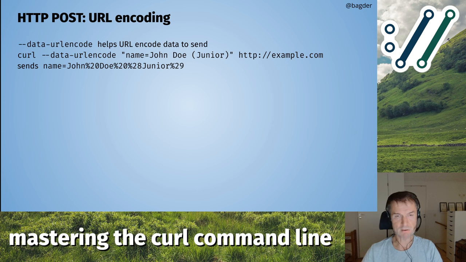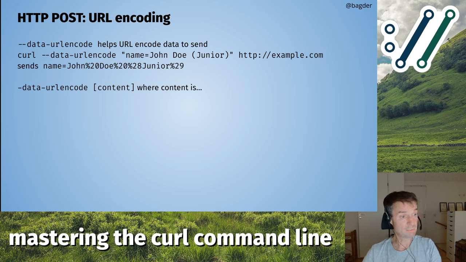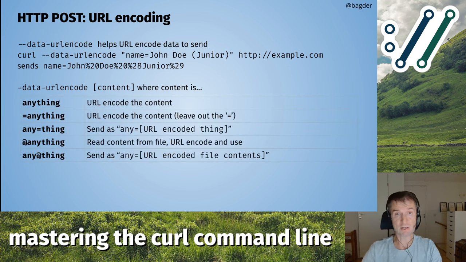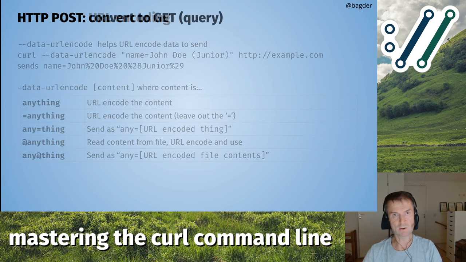And you see they get encoded to their URL encoded versions, which is a percentage sign and a two digit hexadecimal bytecode. And you can do this in several different versions, as you can encode content and you can encode the name, and you can read the content from a file, and you can URL encode contents directly from a file and so on. So it's a powerful thing. It helps you send data URL encoded, in particular from the command line, when you maybe get data that is not properly URL encoded and you need to send it URL encoded.